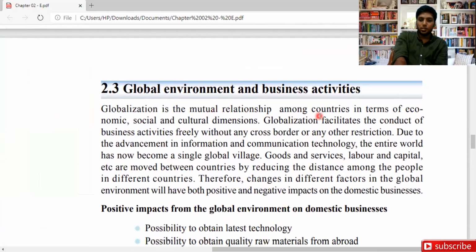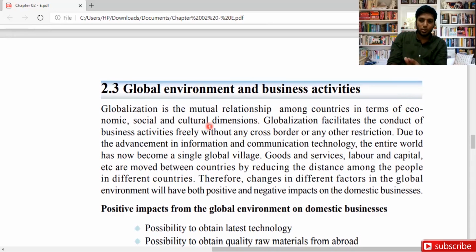Globalization is a mutual relationship among countries in terms of economic, social, and cultural aspects. You consider your economy, as I said, as part of the economic environment. You consider your society, how much benefit it will bring to your society, and culture, how much it is going to change your culture. The culture we have in our country is different from other countries. Some Western countries have a different way of dressing, and the way we dress is different. So that makes us different from them.